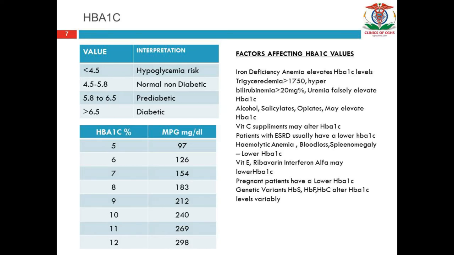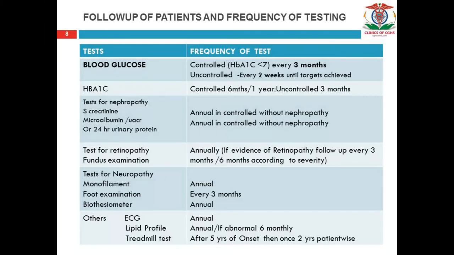Follow-up and frequency of testing. Now in our OPDs, this is important because sometimes in the rush of the OPD, we may not know what investigations have been done previously. If they have not been recorded, we don't know. But there is a certain frequency of investigations which we must follow in all diabetics in the OPD on an annual, 6-monthly or 3-monthly basis. So these are the investigations which have to be monitored.